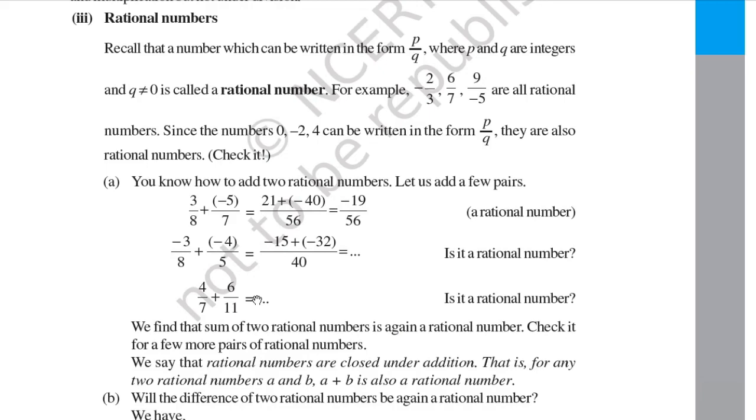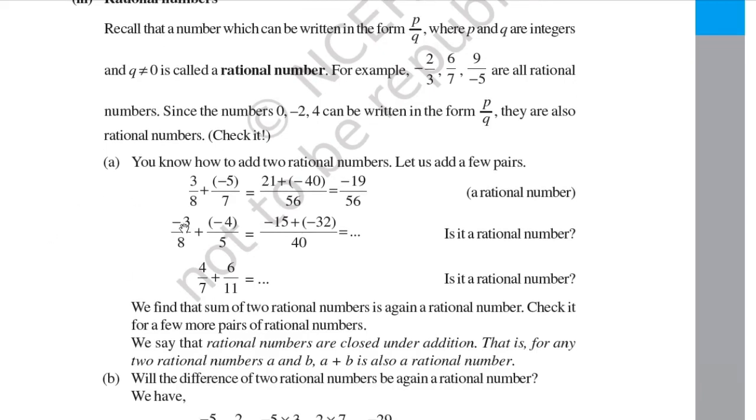Let us add a few pairs. You can see here 3 upon 8 plus minus 5 upon 7 is equal to, we have taken the LCM, so here it is 21 plus minus 40. So here we get minus 19 upon 56. So it is a rational number.